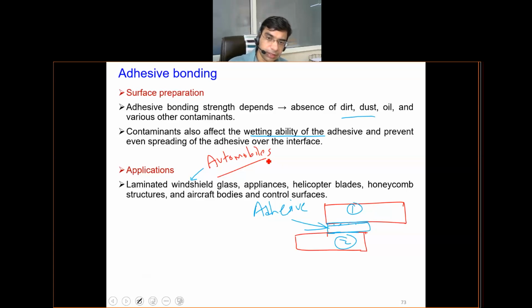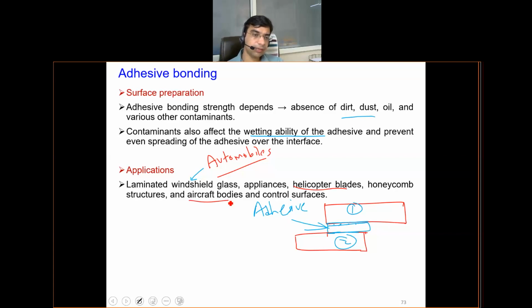Other applications include helicopter blades, honeycomb structures, aircraft bodies, and control surfaces of the aircraft, like the tips of the wings or ailerons, etc. They are all made using adhesive bonding. The material may be different, so there is almost practically no limitation with material. They can join metal to metal, metal to plastics, plastics to plastics, metal to ceramic, ceramic to plastic. So everything can be joined using adhesive bonding.